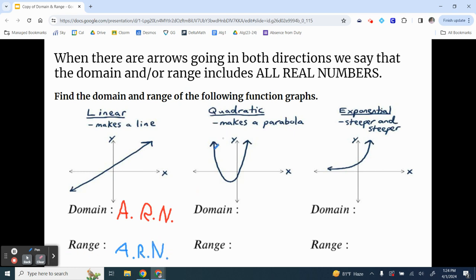Now let's look at the quadratic function. This is going to make the U shape. And again, we have 2 arrows, but only one of these is going to be all real numbers. And in this case, it's going to be the domain. The reason is, look what's happening. On the left side, we have an arrow. We go to the left forever. On the right side, we have another arrow. So we go to the right forever. So my domain is all real numbers.